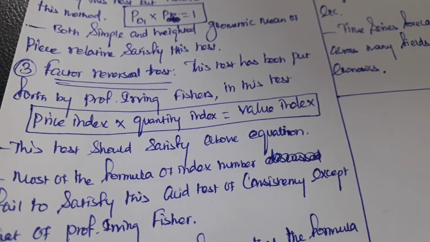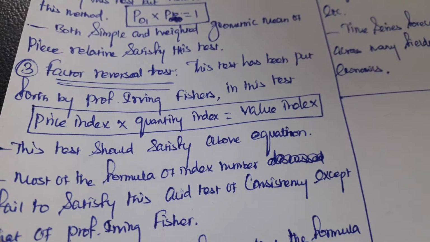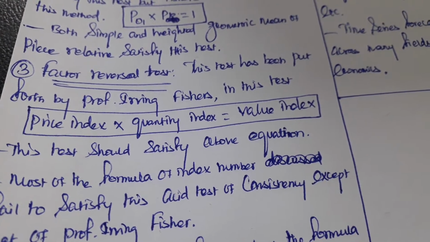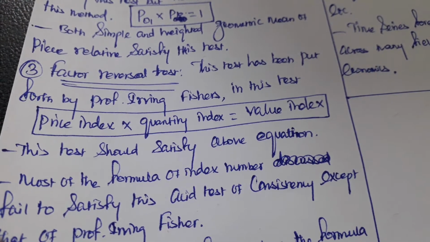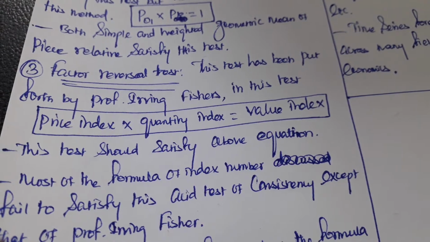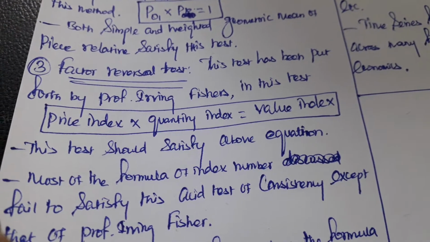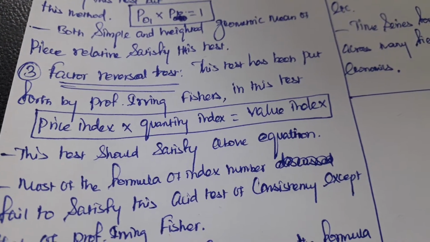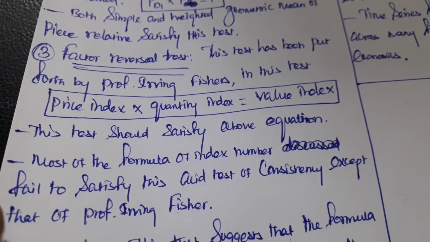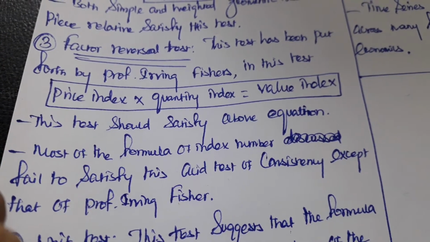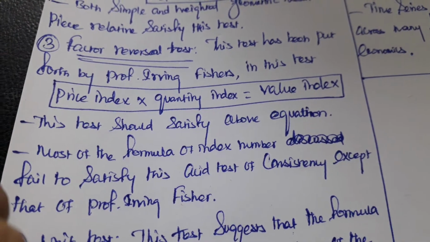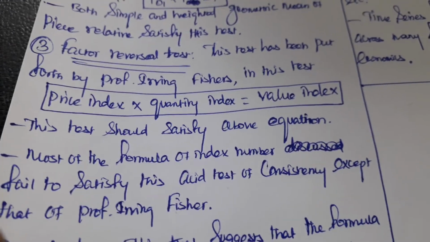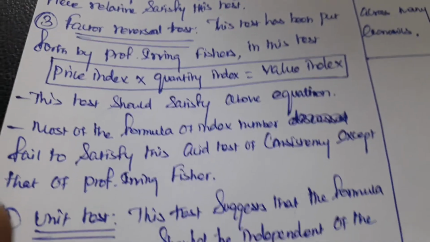The next one is the factor reversal test. This test has been put forth by Professor Irving Fisher. In this test, price index multiplied by quantity index equals value index. If you multiply price index with quantity index, we can get value index. This test should satisfy the above equation.